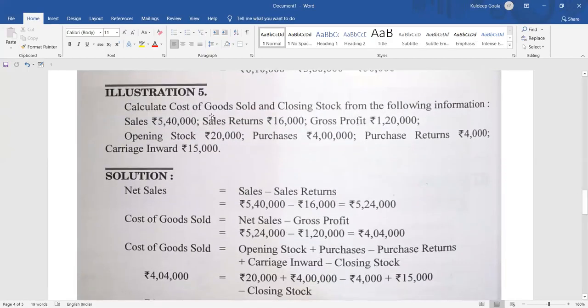Illustration number 5. What is given here? Calculate cost of goods sold and closing stock.